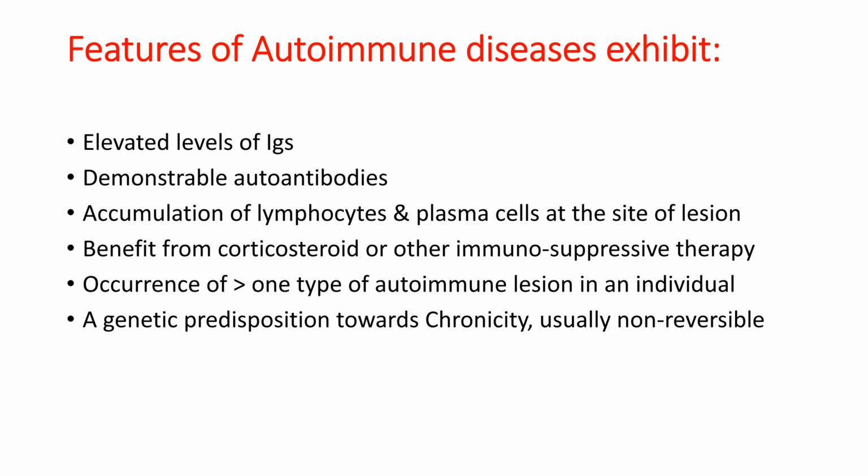So what are the features of autoimmune diseases? How do they exhibit themselves? There are elevated levels of immunoglobulins in the body. There are demonstrable autoantibodies against the self-antigens. There is accumulation of lymphocytes and plasma cells at the site of lesion. People get benefit from corticosteroid or other immunosuppressive therapy, and there can be more than one type of autoimmune lesion or disease in an individual, and the person has a genetic predisposition towards chronicity, and usually these diseases are non-reversible.